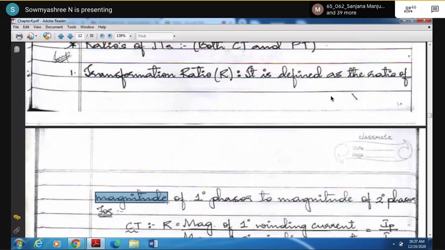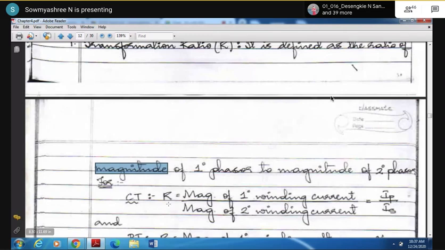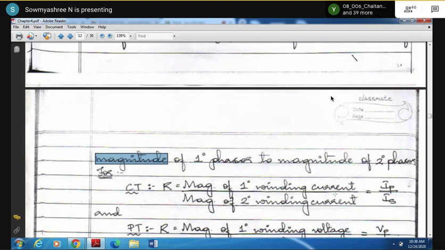200 is the magnitude. So the ratio of the magnitude of the primary phasor to the magnitude of the secondary phasor gives you the transformation ratio R. In case of CT, transformation ratio R is given as the magnitude of the primary winding current to the magnitude of the secondary winding current, that is IP by IS.